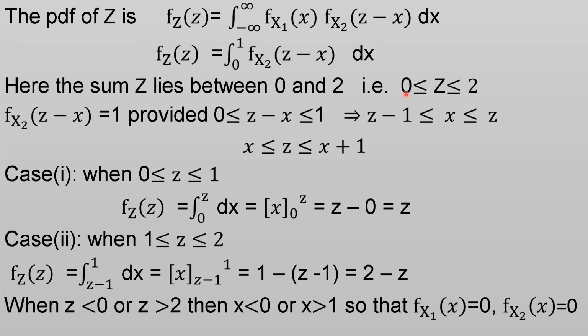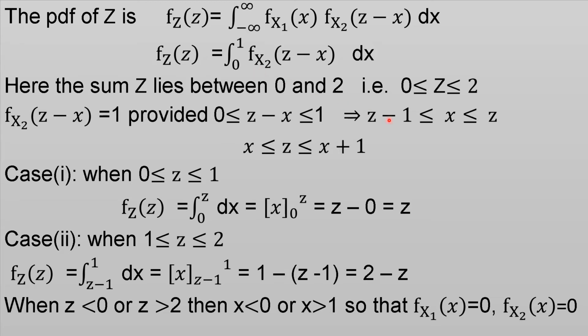So what you do is split this interval for z, which is from 0 to 2, into sub-intervals of length 1. Starting from 0, a sub-interval of length 1 means it should be 0 to 1. Then from 1 to 2, again a sub-interval of length 1. So first take z as greater than or equal to 0 and less than or equal to 1, which is a sub-interval for z of length 1. As the first case, when z is greater than or equal to 0 and less than or equal to 1, this fz of z will be equal to.